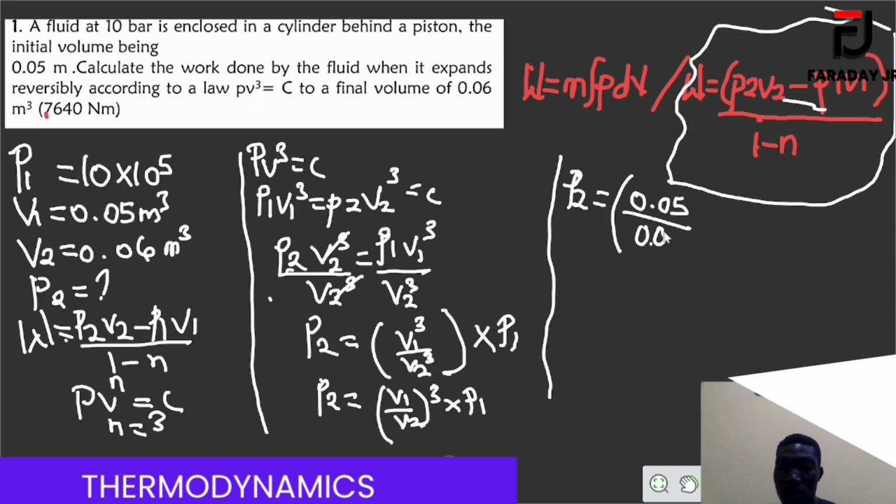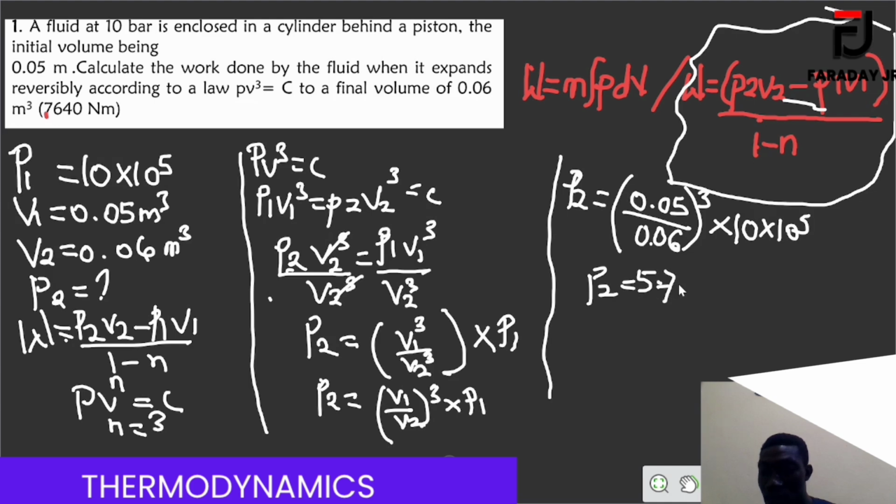0.06, exponent 3, multiplied by the P1. P1 was given as 10 bar, so we have the 10 over here times 10 exponent 5. So I have my P2 to be equal to 5.787 times 10 raised to the power of 5.